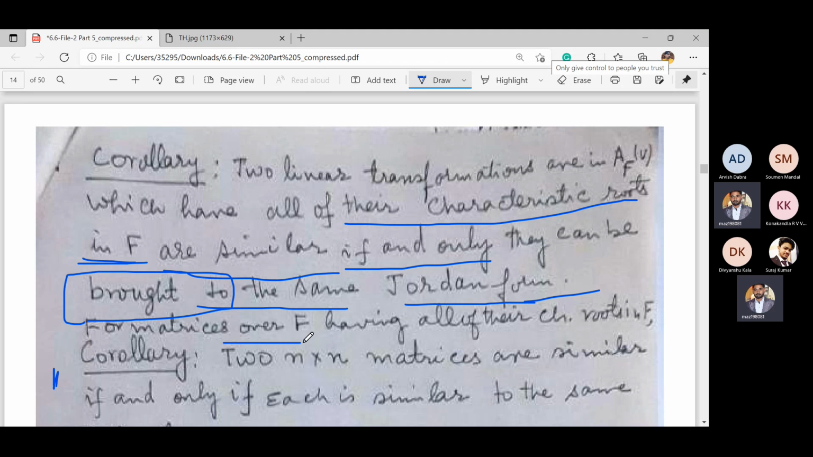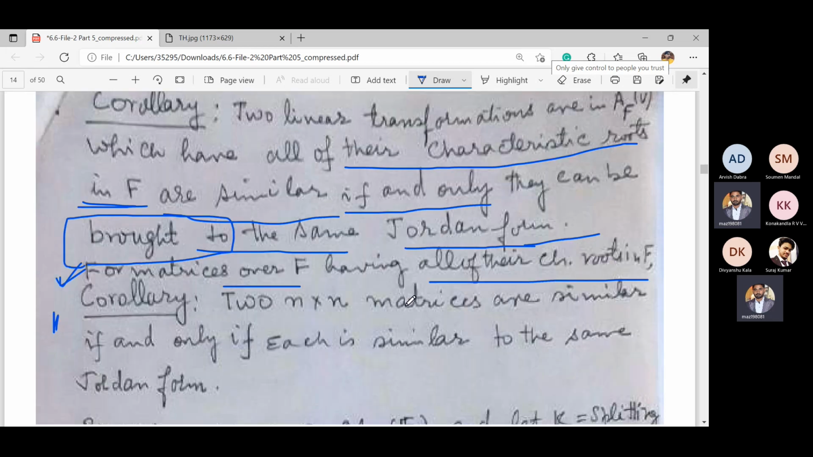This is for matrices over F having all their characteristic roots in F. This one is important, which I am already saying again and again. The eigenvalues must be in the given field, otherwise we can't proceed further.